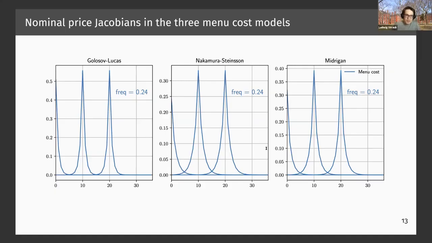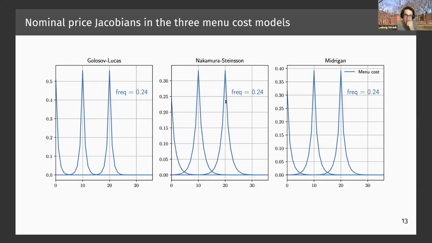So these are the nominal price Jacobians that we compute for these three menu cost models. And you see that the magnitudes are a bit different, right? The Golosov-Lucas model is a bit more spiky and has greater magnitudes, which is indicative of greater price flexibility, whereas the Nakamura-Steinson and Midrigan models are a bit smaller in magnitudes and have less spiked columns here.